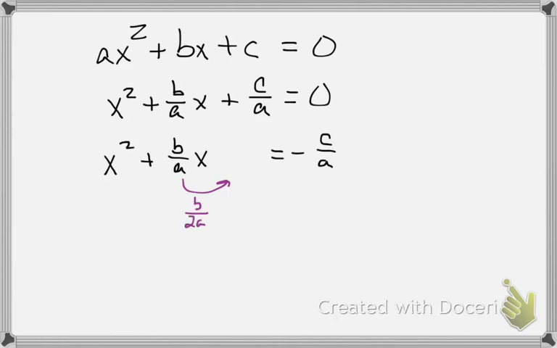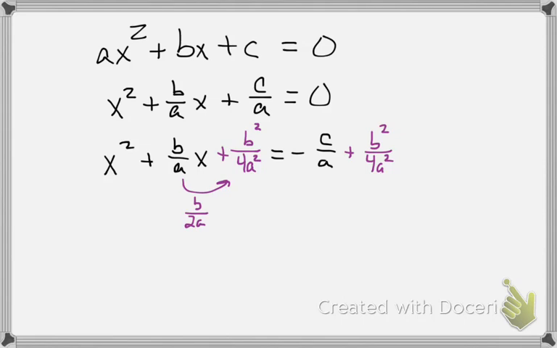How does it work when you hit a fraction with another fraction? Just multiply straight across. So 1 times b and 2 times a. Is that all right? And if I square that, I get b squared over 4a squared. So we add that to both sides. So b squared over 4a squared added to both sides.